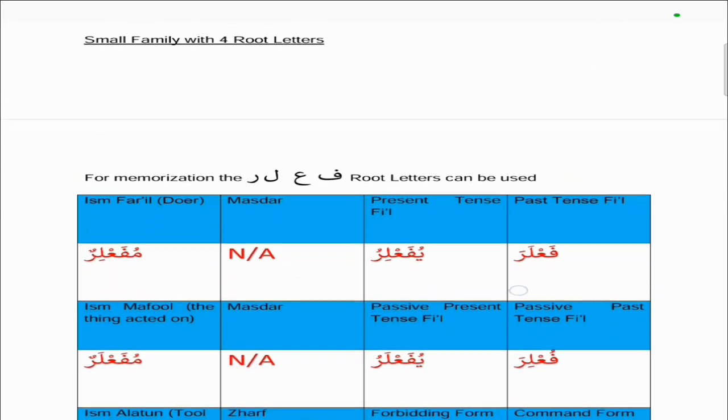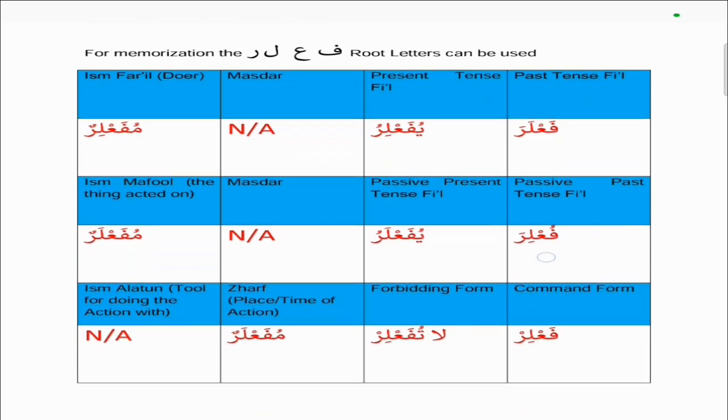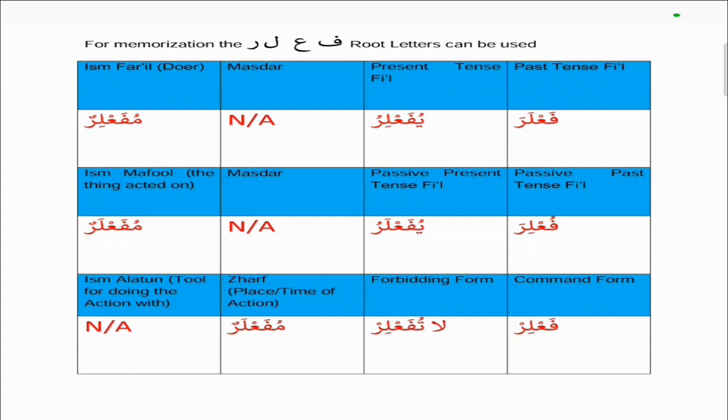So the small family with 4 root letters. For memorization, we will use a made up 4 root letter word so we understand the template. The first root letter will be Fa, the second will be Ain, the third will be Lam, and the fourth will be Ra. The past tense is Fa'lara, then the present tense will be Yufa'liru. You can see how the Ya has a sukoon on it in the present tense, which is rare because you only see that in family 2, 3 and 4.